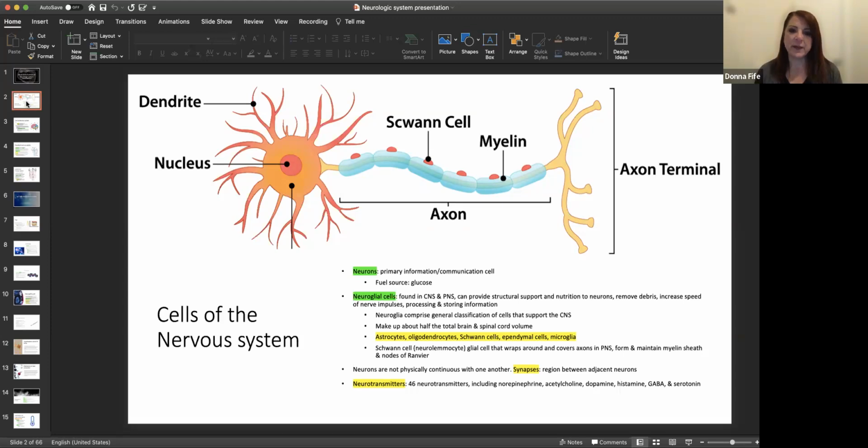Now, neurons are not physically continuous with one another. There are synapses, which are a region between the adjacent neurons. And we have about 4 to 6 different neurotransmitters that are affecting the nervous system. And these include norepinephrine, acetylcholine, dopamine, histamine, GABA, and serotonin.